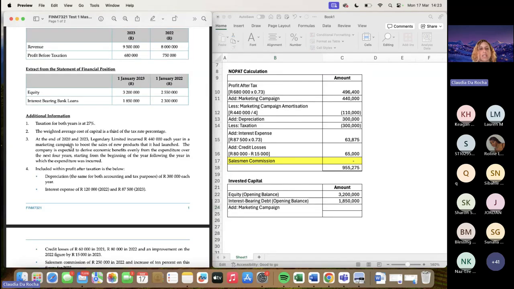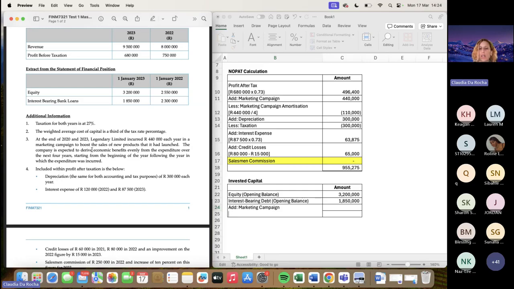So what that means is if we incurred expenditure in 2020, only from 2021 do we have an economic benefit. So 2021 and 2022 and then 2023. Because we're dealing with an opening balance, I only need to factor in the amortized amount for 2021 and 2022, because the closing balance at the end of 2022 will be my opening for 2023.